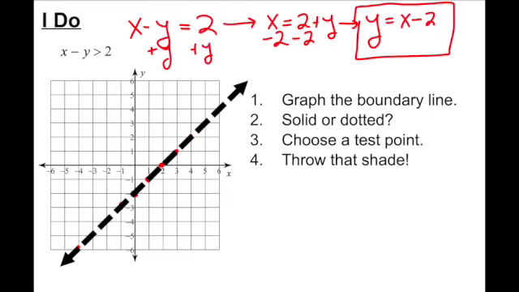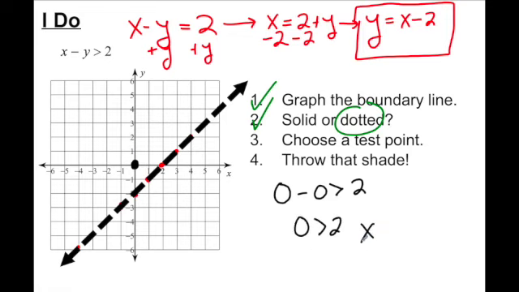Okay, so we have the boundary line graphed. We have a dotted line rather. And now we're going to choose our point. Again, notice 0, 0. And I love standard form because you get 0 minus 0 is greater than 2. And this means that 0 is greater than 2, which is false.